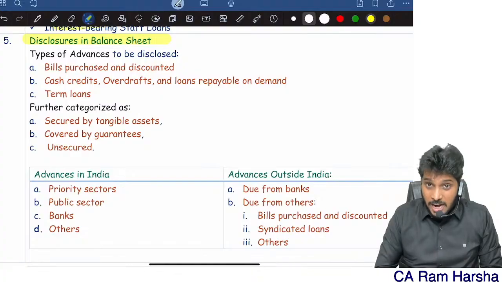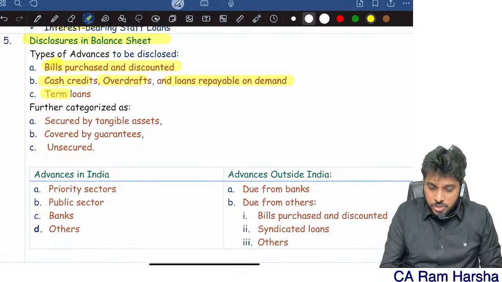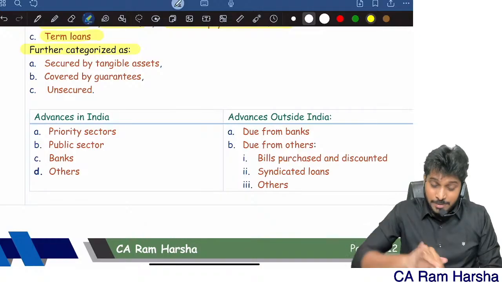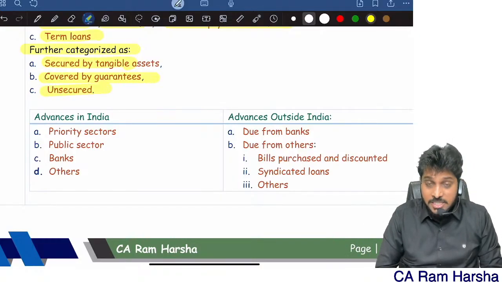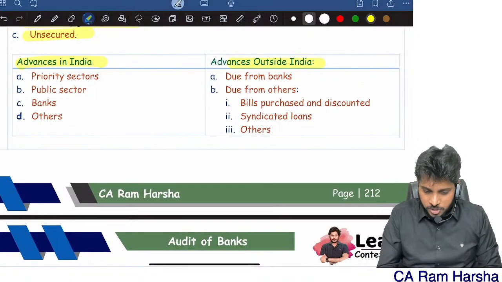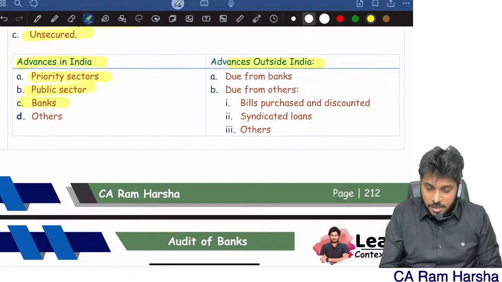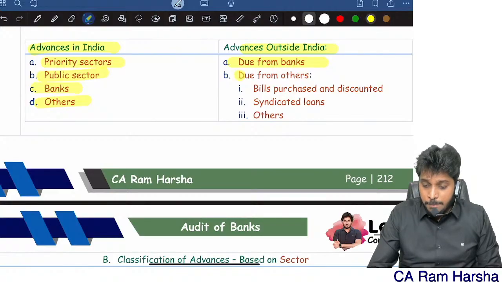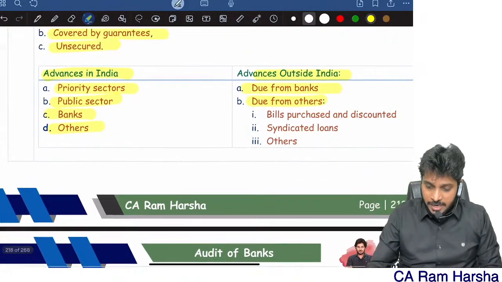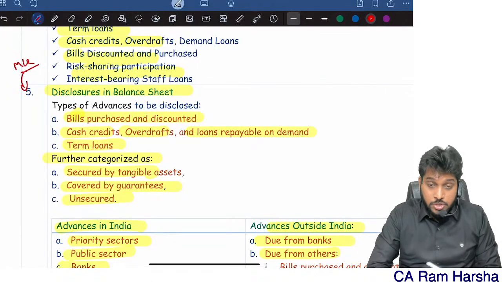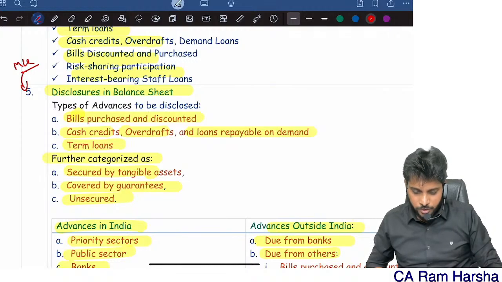Bank has to disclose advances in the following way: bills purchased and discounted, how much; cash credit and OD, how much; term loans, how much. Further, loans and advances given by banks are subclassified into secured, covered by guarantee, and unsecured, how much. Again, loans given are categorized into two parts: outside India, how much; inside India, how much. Inside India: priority sector, public sector, banks, others. You should give the breakup like that. Advances outside India: due from banks, due from others, how much, like that. So this disclosure requirement might be important for MCQ purposes. Be careful.